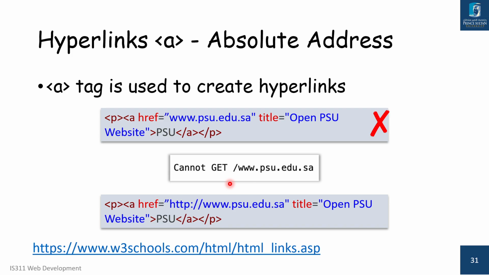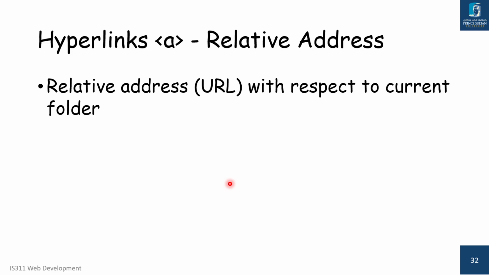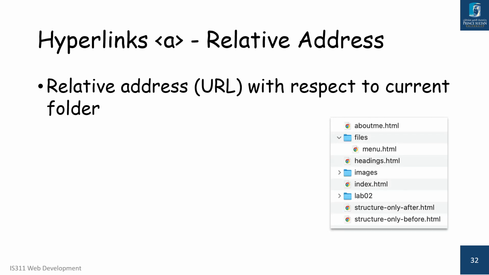Okay. Then we have the relative address. We also saw some relative addressing in the last lecture when we were doing some practical examples. So, hyperlink relative address. A relative address is from the current location of the file in which the user currently is, to where we want to go and which specific resource we want to access.